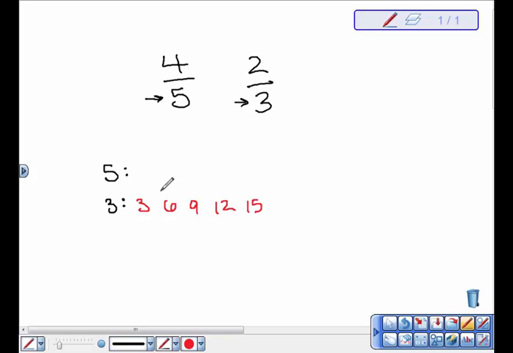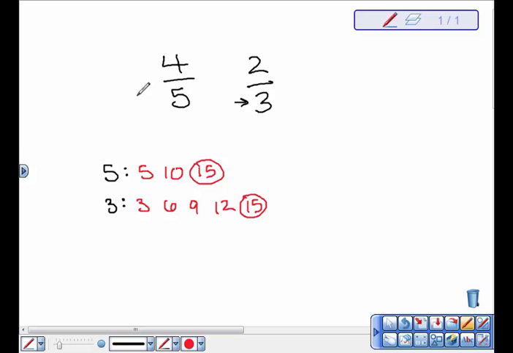Now I counted 5 times. I recognize, because I'm pretty good at multiples, that 15 is a multiple of 5 as well. And I know that because if I count by 5s, there it is. 15 shows up there as well. So I know that they have a common multiple of 15.